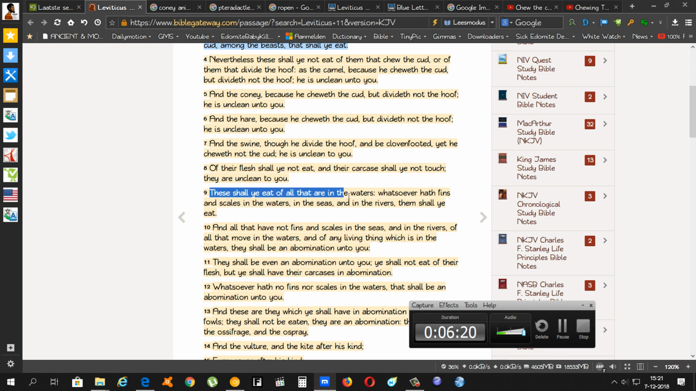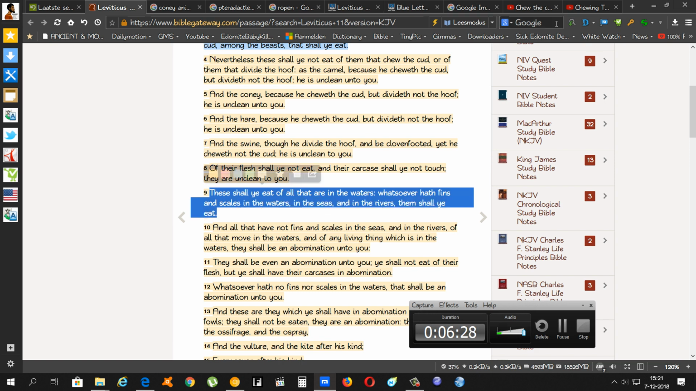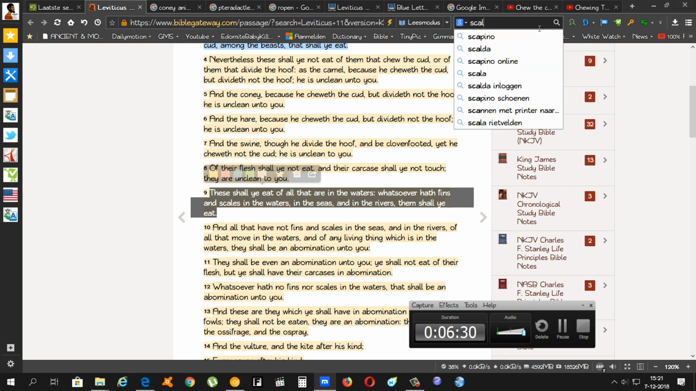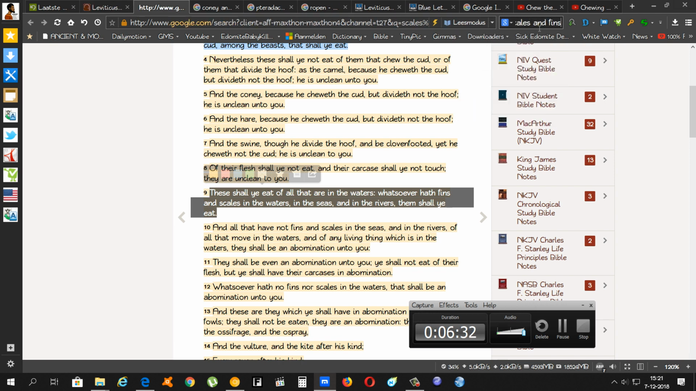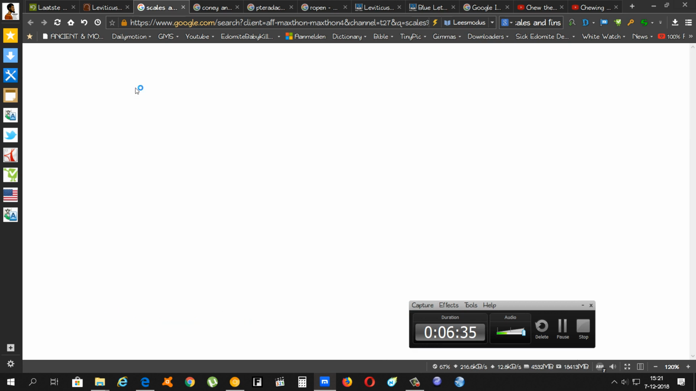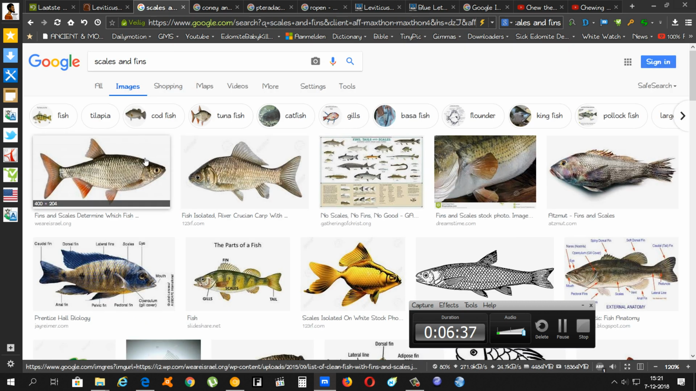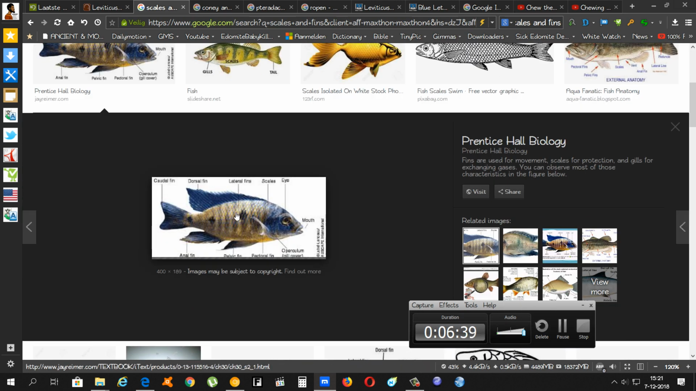These shall ye eat of all that are in the waters. Whatsoever had fins and scales in the waters, in the seas and in the rivers, them shall ye eat. Right, scales and fins are these type of fish, of course. This, for example. These are the scales and these are the fins.